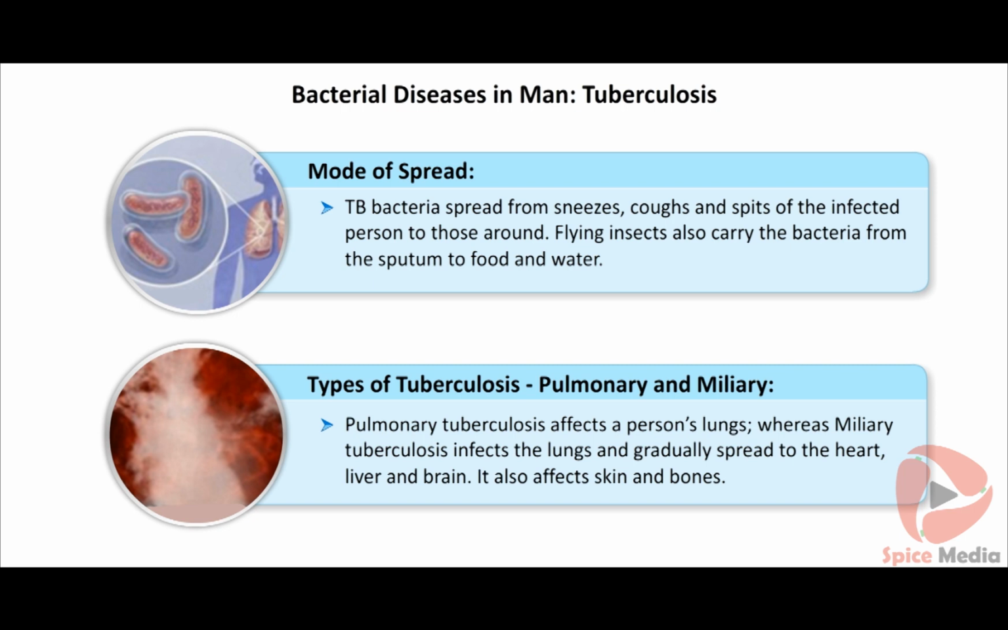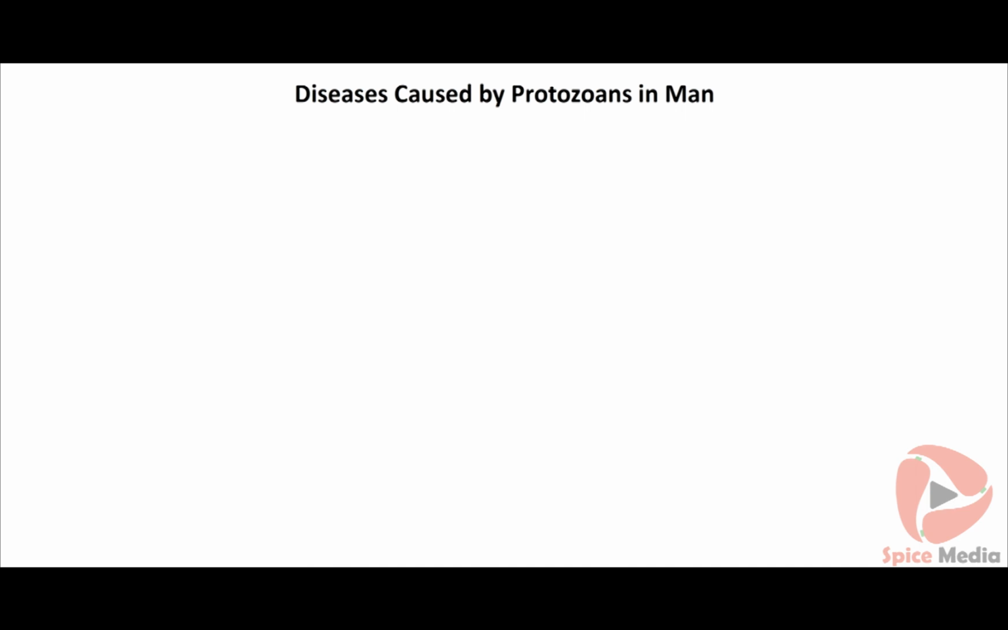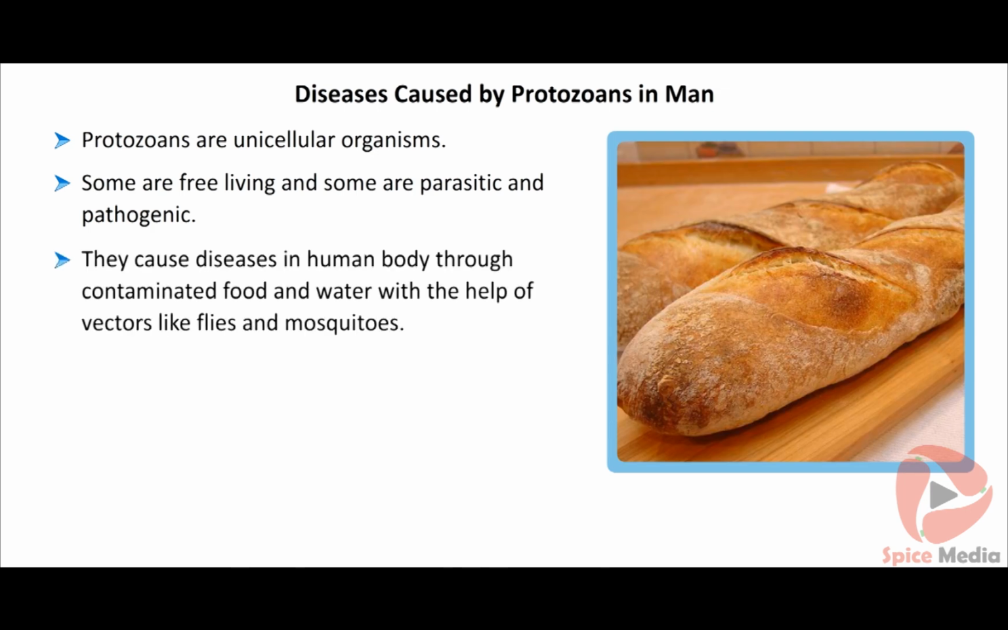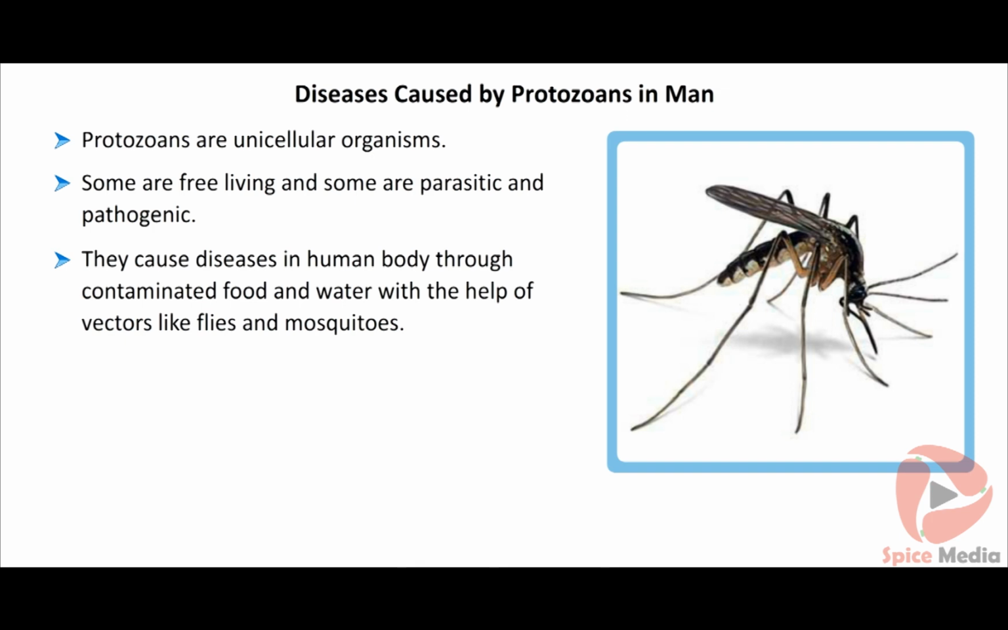Tuberculosis is an infectious disease caused by the bacterium Mycobacterium tuberculosis. People with tuberculosis cough heavily and suffer with pain in the chest. Sometimes they cough up blood and show weight and appetite loss, extreme tiredness along with fever. TB bacteria spread from sneezes, coughs, and spits of the infected person to those around. Flying insects also carry the bacteria from the sputum to food and water.